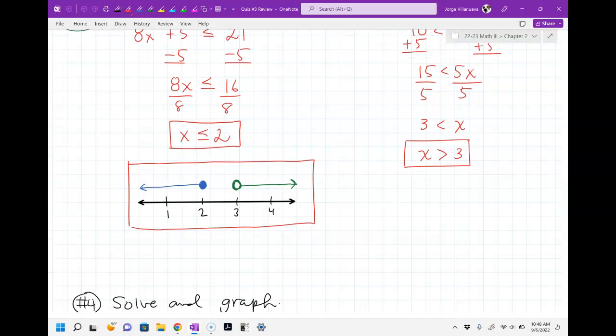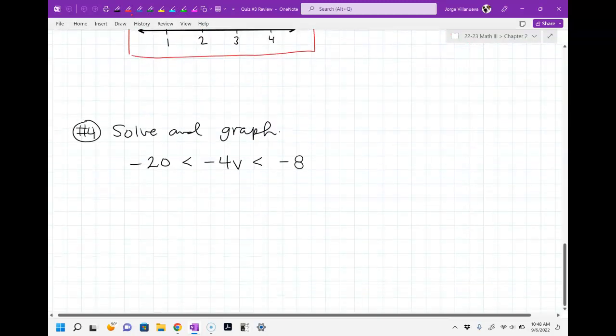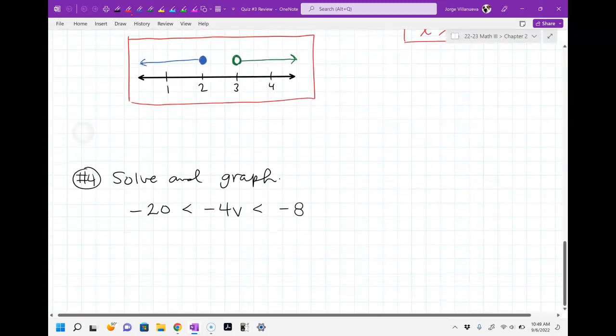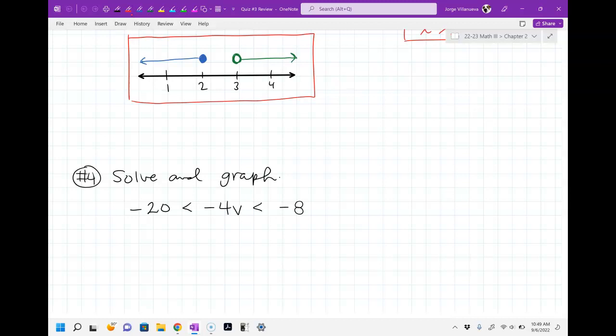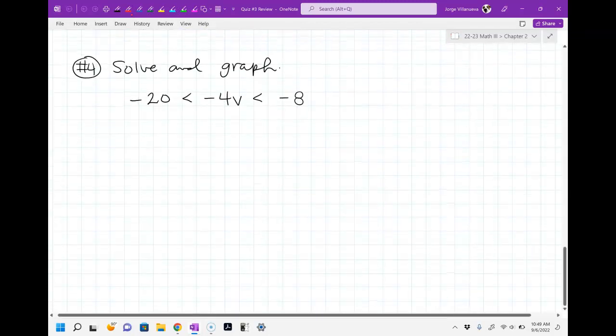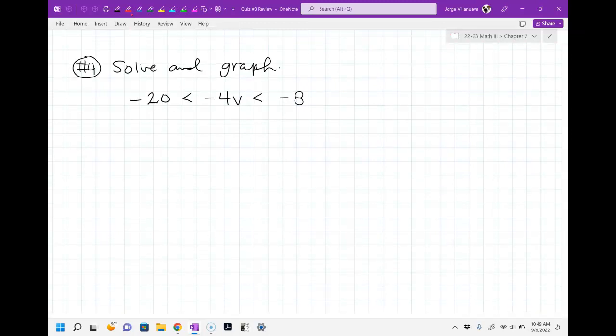So last one. I'm going to leave it like that just in case someone's still trying to copy down the graph. We have a solving graph there. Negative 20 less than negative 4v less than negative 8. So I'll give you guys about a minute and a half. Try to solve this. We'll check for answers.